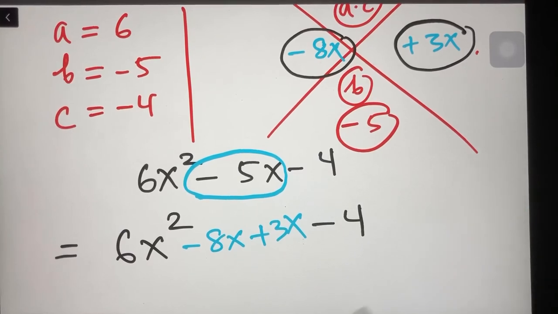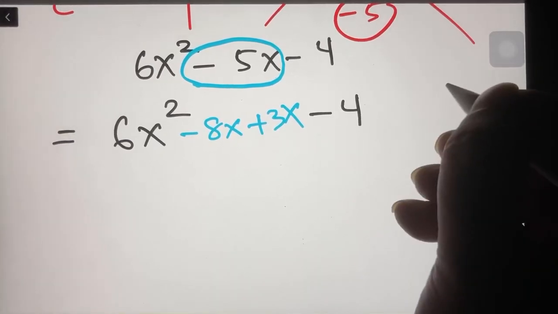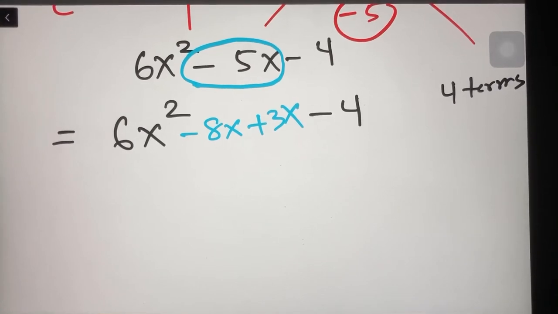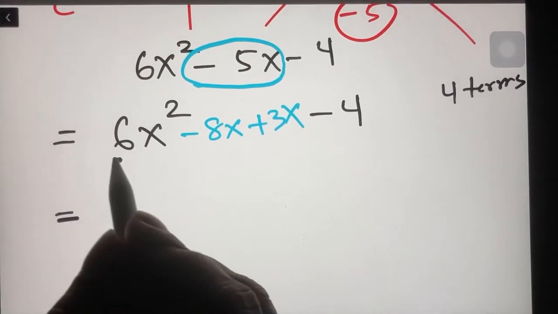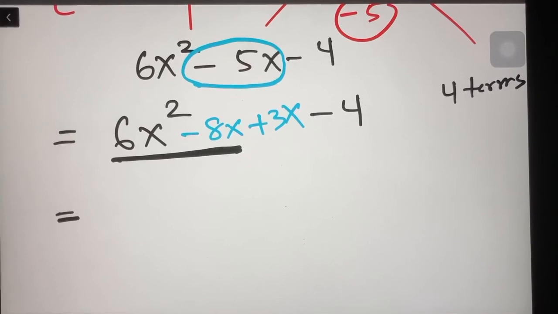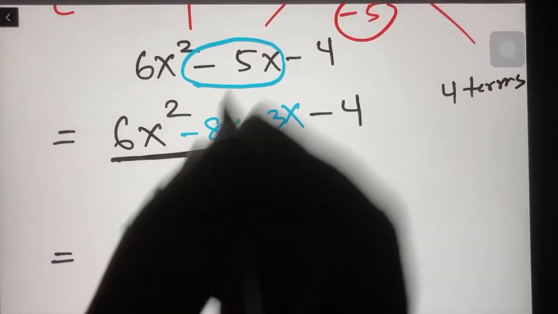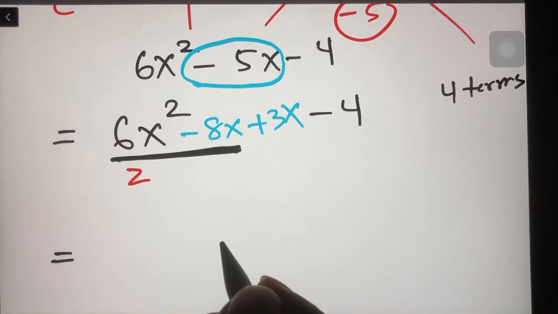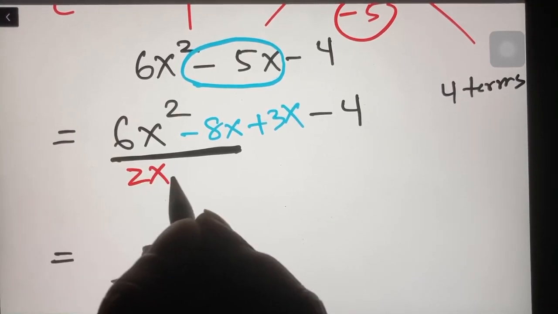So now, what do you notice? The first thing that catches my attention is how many terms we have here. I have 1, 2, 3, 4 terms, right? So whenever you see 4 terms, the first thing you should think of is factor by grouping. Okay, so we are going to apply factor by grouping to solve this problem. So we're going to group the first two together, okay? So 6 and negative 8. What's the biggest number that goes into both 6 and negative 8? That's going to be 2, right? 2 is the biggest number that goes into both 6 and 8. With x squared and x, we are always going to take the x with the lowest power, so just x.